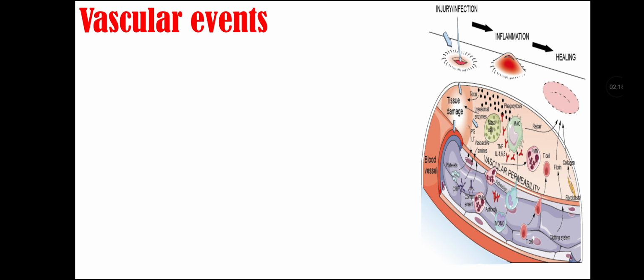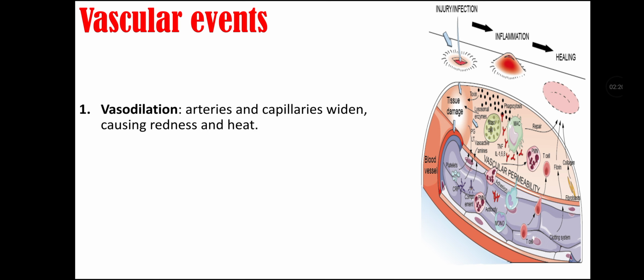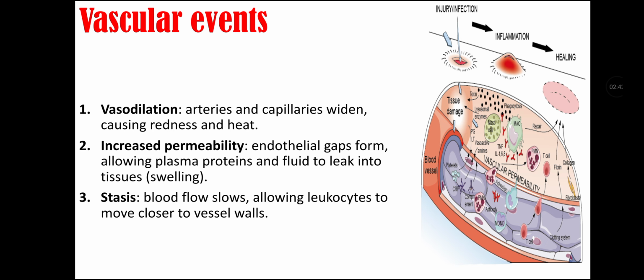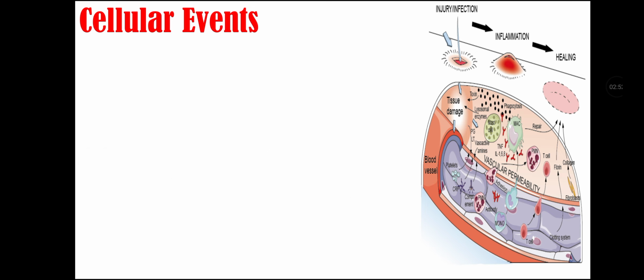Now let's talk about vascular events that occur during acute inflammation. First event that occurs is vasodilation, that is when arteries and capillaries widen, causing redness and heat. Second thing that occurs in vessels is increase of permeability, that is when endothelial gaps form in the vessels and thus allow plasma protein and fluid to leak into the tissue. Third vascular event that occurs is stasis, that is, blood flow slows at the area of acute inflammation, thus allowing leukocytes to move closer to the vessel's wall.